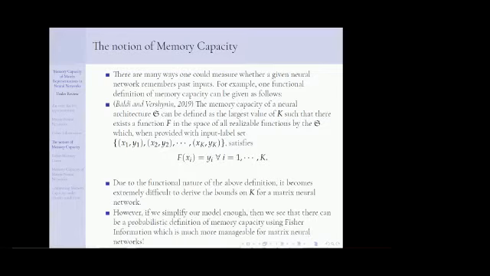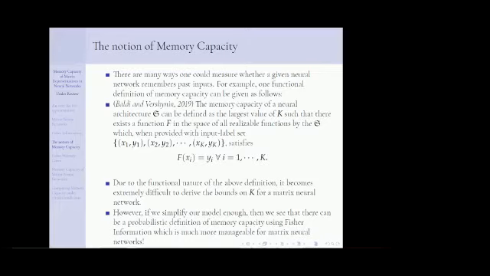So what can we do actually? There are a few things that we can do. If we simplify our model enough, then we can see that there can be a probabilistic definition of memory capacity. The definition by Baldi and Vershynin is a functional definition. It demands the existence of a certain type of function in the space of realizable functions. What if we don't want that? In probability and information theory, we have a probabilistic notion of information. Can't we use that to find a notion of memory capacity? And this is what we will do now.